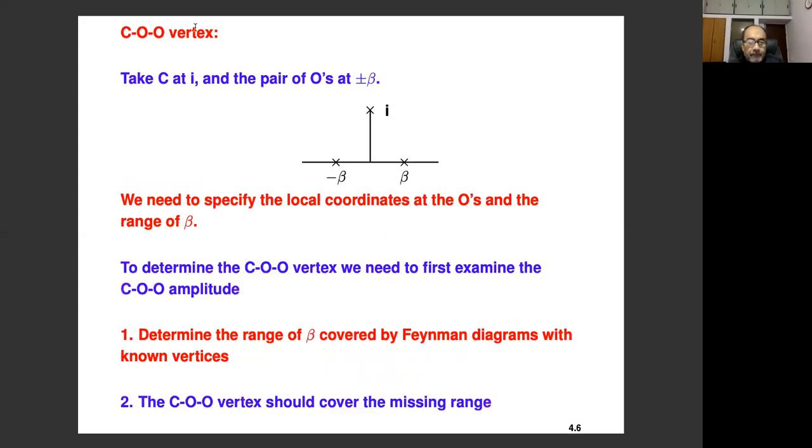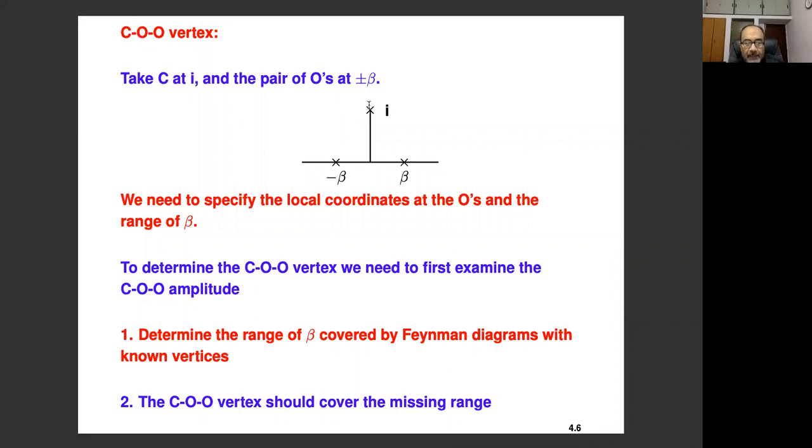Okay, so now let's focus on the COO vortex: 1 closed string, 2 open strings. In this case, let's count how many parameters we have. The closed string requires 2 coordinates, and each of the open strings requires 1 coordinate. So you have 4 parameters to begin with. But using SL2R transformation on the upper half plane, you can fix 3 of those to wherever you like. So really there is only 1 parameter left over that you have to integrate over.